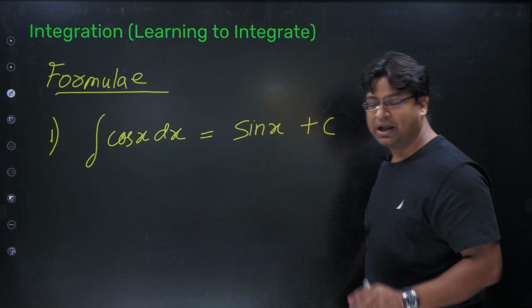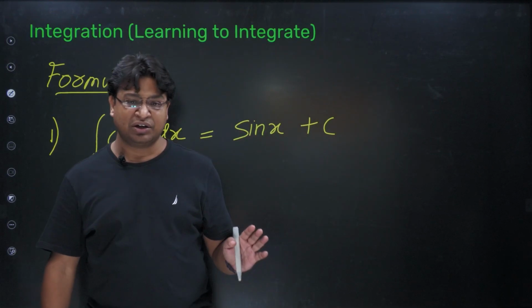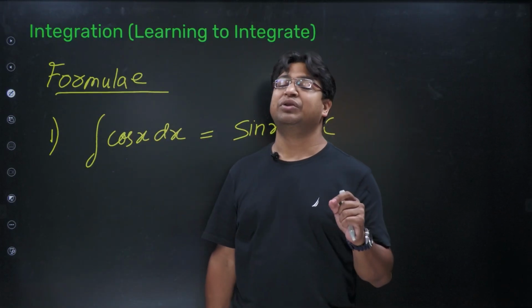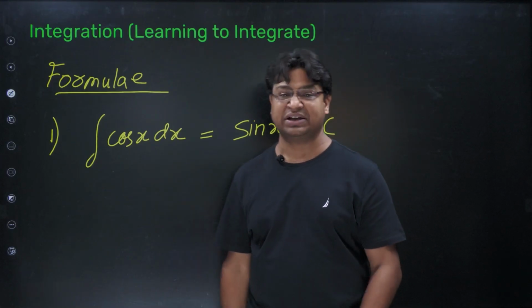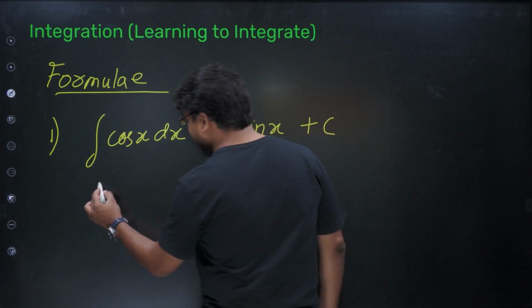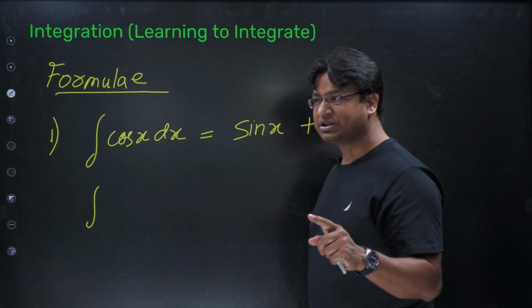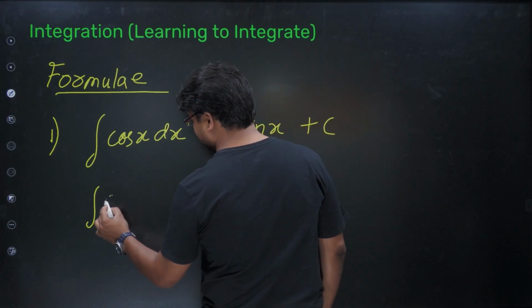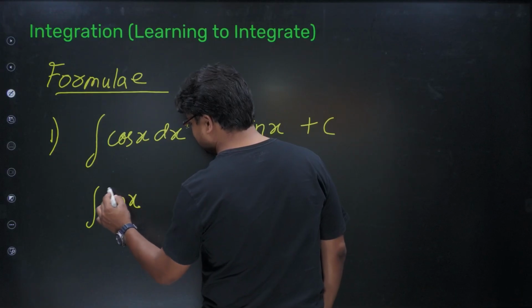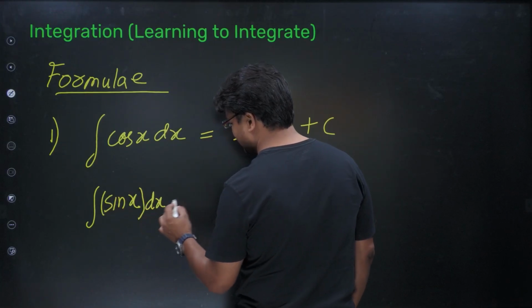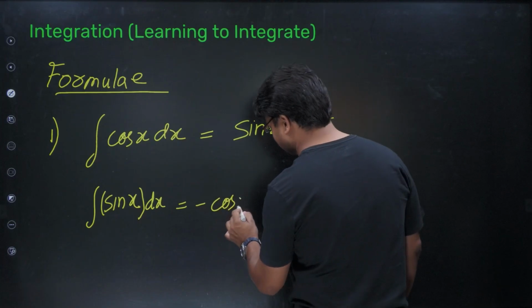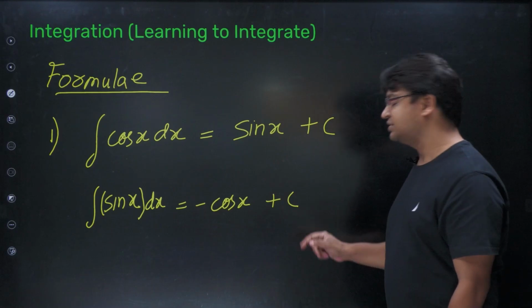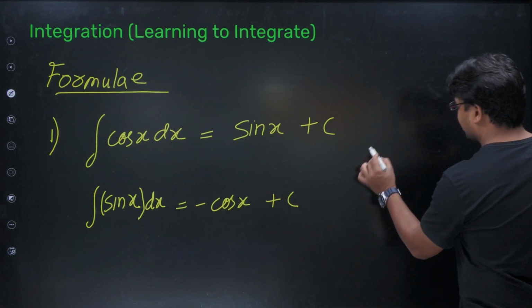Guys, notice that this is not something new to you. You already knew that differentiating sine x gives us cos x. Therefore, integrating cos x will give us sine x. Now, what about differentiating cos x? Differentiating cos x gives us minus sine x. So integrating sine x should give us minus cos x. If you don't believe me, you try it the other way around. You differentiate this. Let me do it here just to explain this.